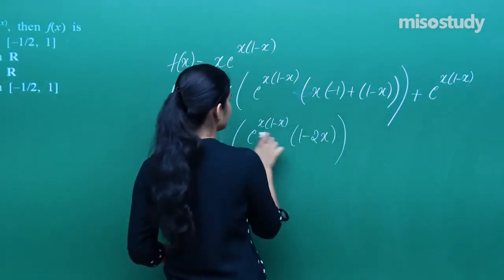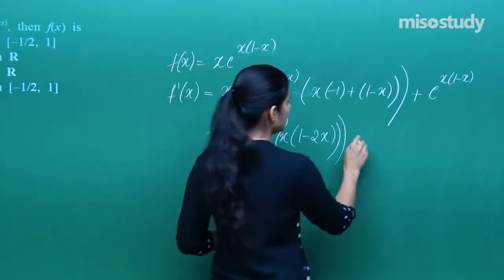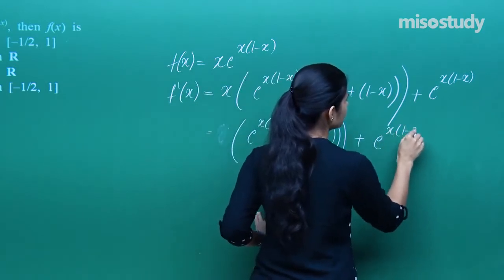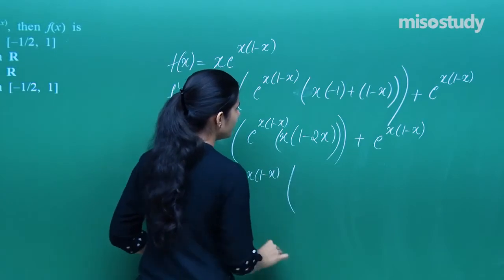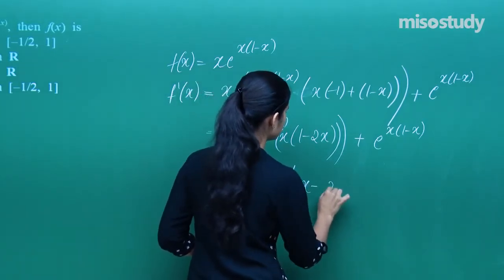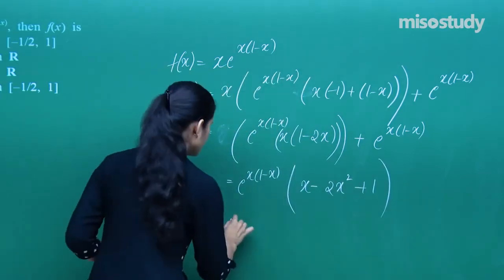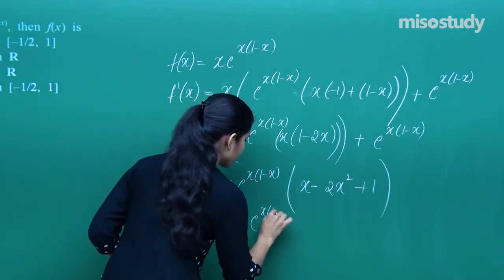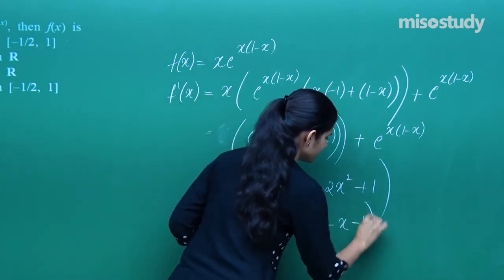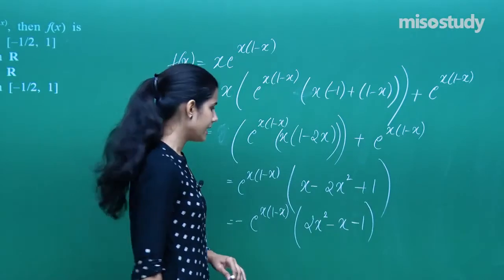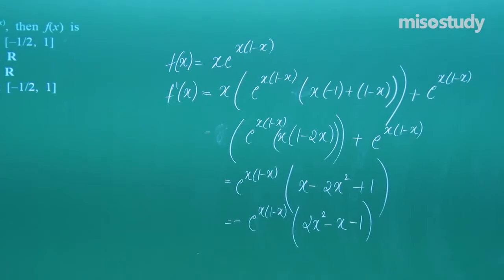So you basically get x into (1 minus 2x), and this is e to the power x into (1 minus x). You can take out this common. You are left with x minus 2x square plus 1. Again, you can take out minus sign common, and you are left with 2x square minus x minus 1. Right? This gives you what? Let's evaluate the expression further.